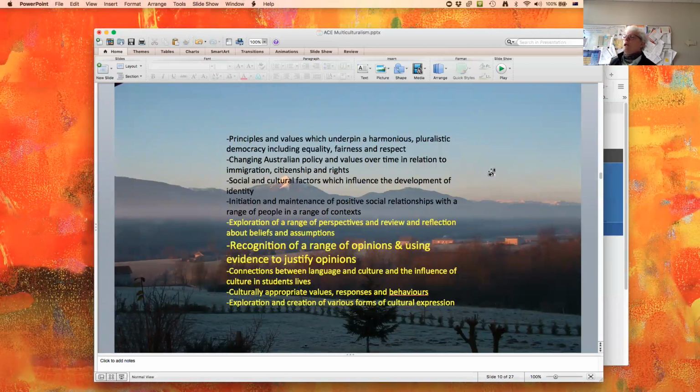Recognition of a range of opinions and using evidence to justify opinions. So this will go directly to the curriculum. Culturally appropriate values, responses, behaviours, exploration and creation of various forms of cultural expression.